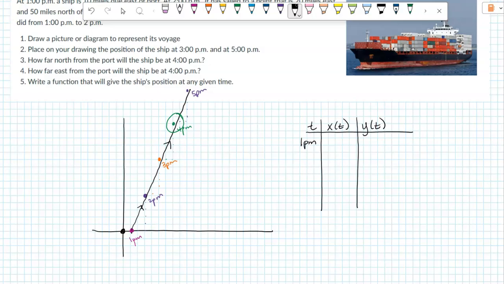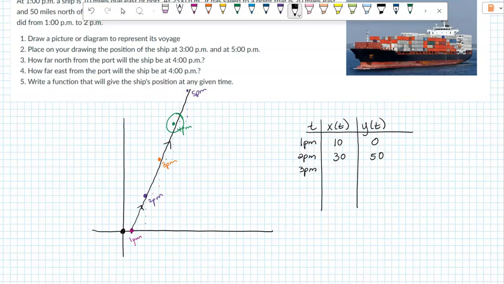And then we are 10 miles east and 0 miles north of port. Then at 2 p.m., we've gone 20 more miles east, so that's 30 now. And then 50 miles north of our prior north-south position. So we can fill out the rest of this table.